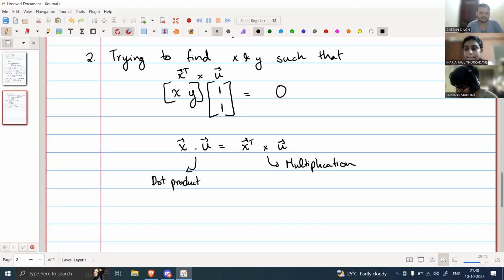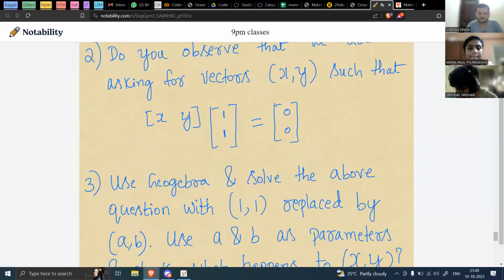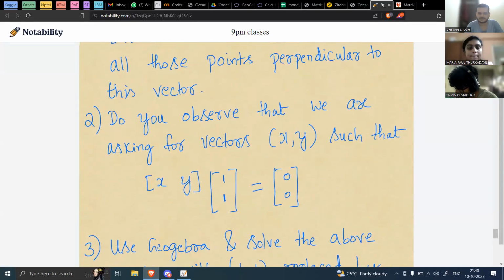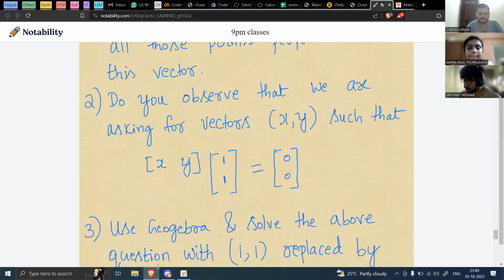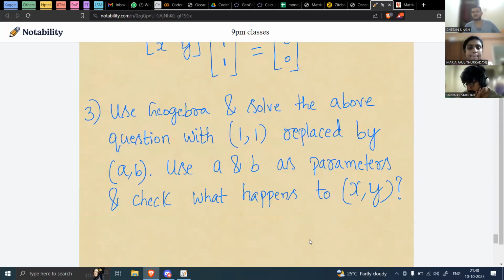Okay, I'll assume that everybody has understood that properly. If anyone hasn't understood that, you can type in the chat. Okay, we can move on to the third question. The third question says, use GeoGebra and solve the above question with 1 comma 1 replaced by a comma b. Use a and b as parameters and check what happens to x comma y.